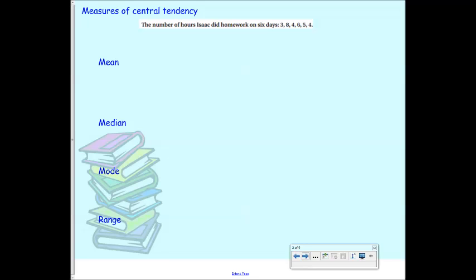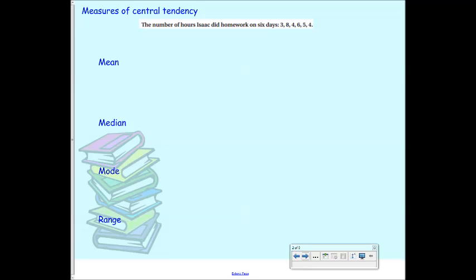And we have 4 different ways to measure central tendency. How many of you guys have seen these before? Mean, median, mode, and range. So we're going to go through and do a definition, and then we're going to talk about how to find it. And we're going to use the one up at the top, the number of hours Isaac did homework on 6 days: 3, 8, 4, 6, 5, and 4. Those are the amount of hours he spent doing homework over the course of 6 days.